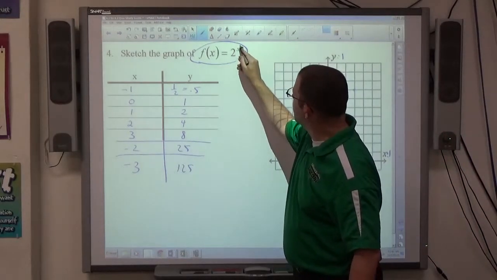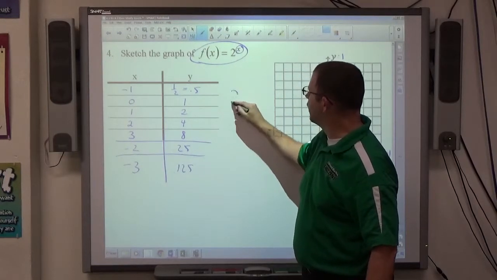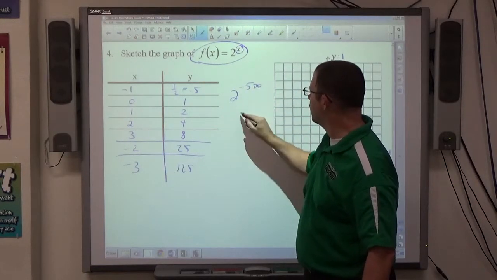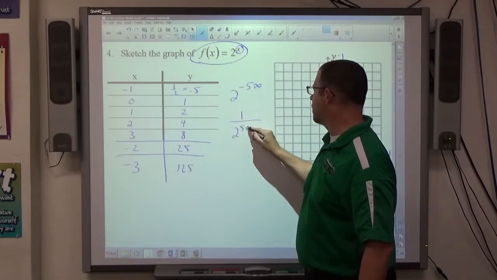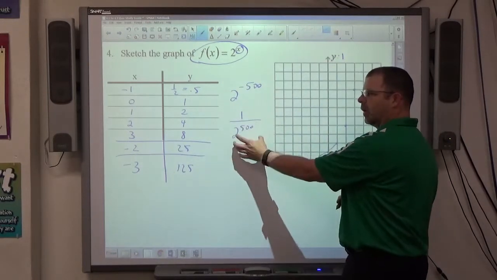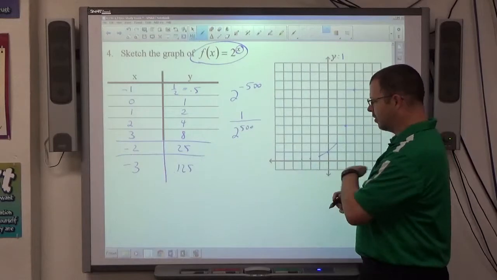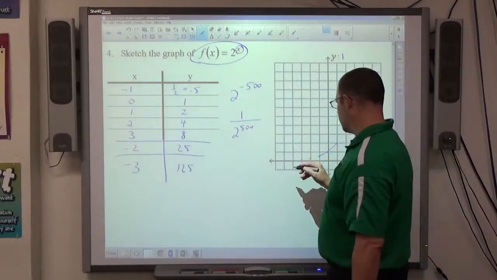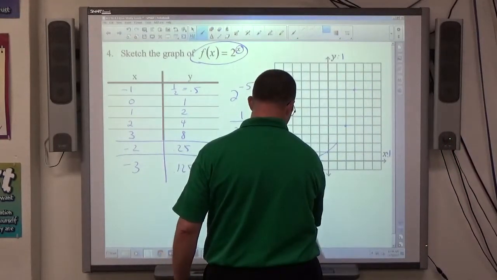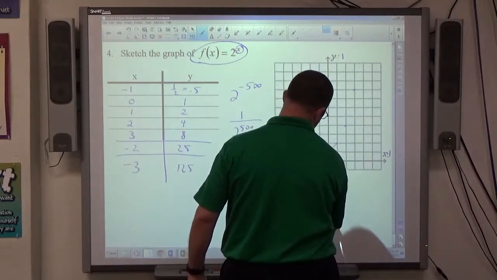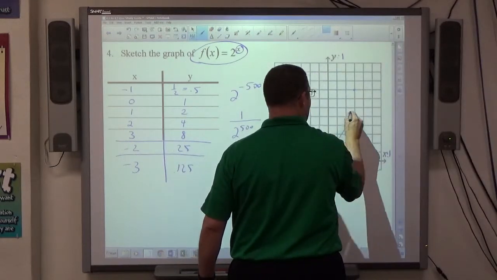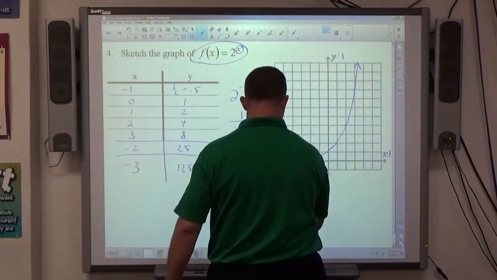Imagine if we pick some big power here, 2 to the -500th power, for example. That's 1 over 2 to the 500th power. That's a positive number. 1 over, in very, very large, goes to 0, but not quite. So we're going to have a horizontal asymptote here at y equals 0. So if I just go ahead and connect the dots with a nice smooth curve, there's my exponential function.